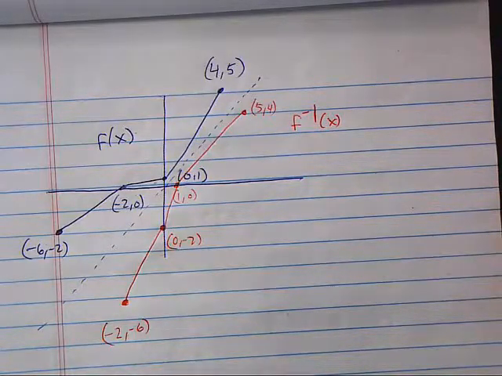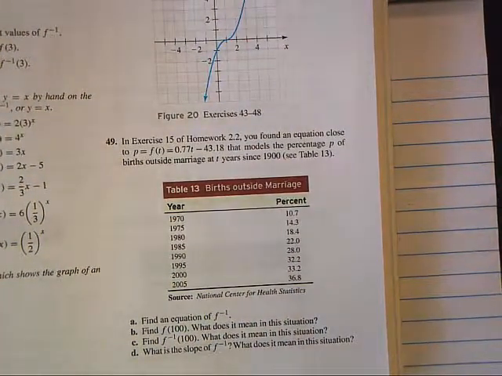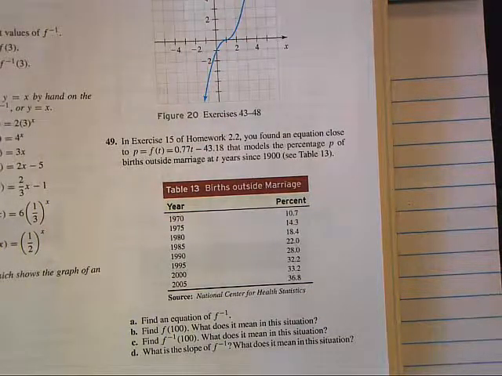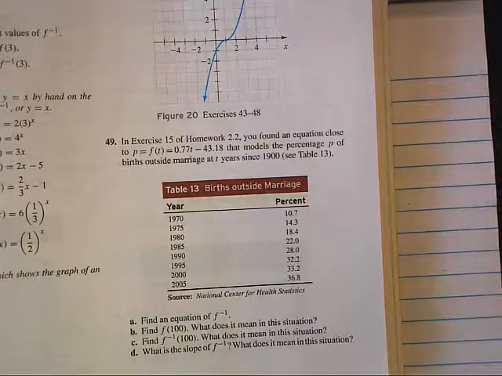All right, the last problem of the day. Let's get one out of the book here. So in this problem, they give you a table. Percent of births outside of marriage. And it says, in exercise 15 of homework 2.2, you found an equation close to P equals 0.77T minus 43.18 that models the percent P of births outside the marriage T years since 1900. You remember doing that problem? No. Oh, okay. At least you're honest there.